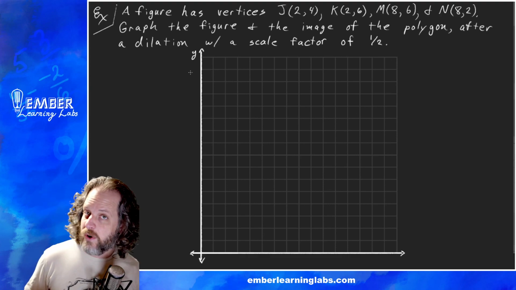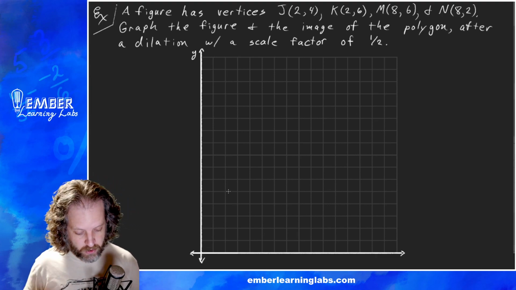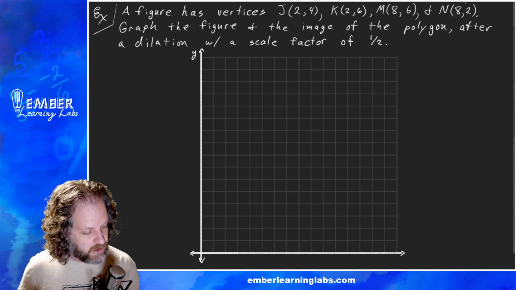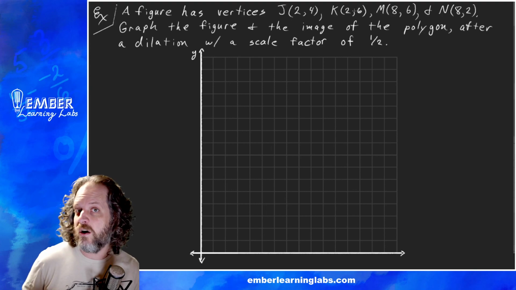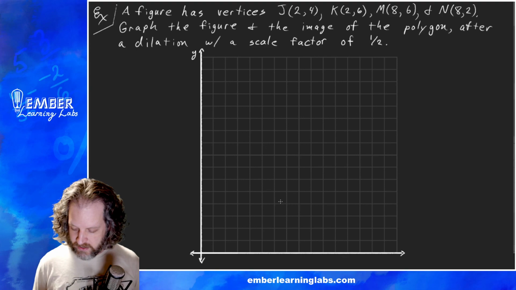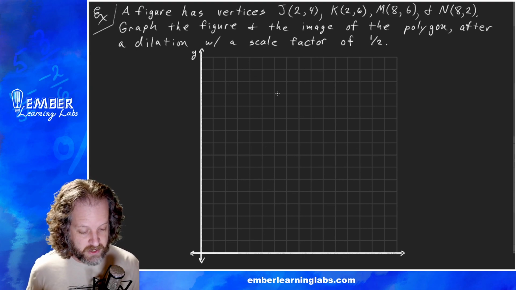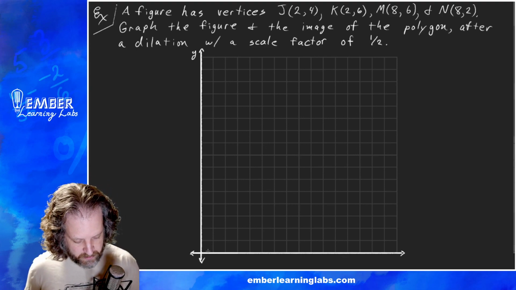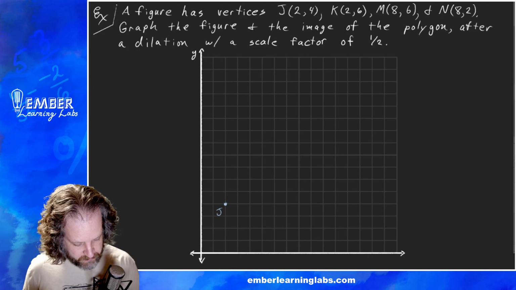You notice on the graph that I'm using for this particular problem, we're only using quadrant 1 because all of these points are positive, right? So we don't need the other 3 quadrants. We're going to graph this just in quadrant 1. So let's graph J. Let's go over 2, up 4, and put a dot right there, and I'm going to label that as J. Okay, and then K is 2 and then up 6. So 4, 5, 6. So that's K. I'm going to label it K.